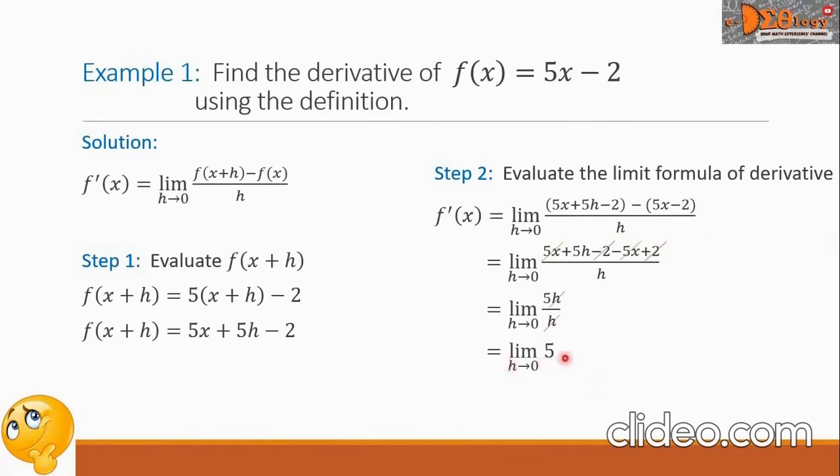So the limit of 5 as h approaches 0, and we have our answer, which is 5. This is our final answer. This is the derivative of our function.